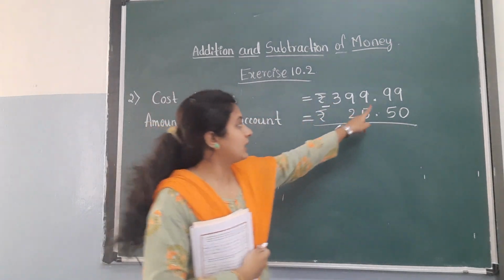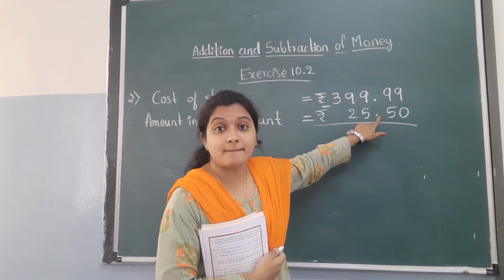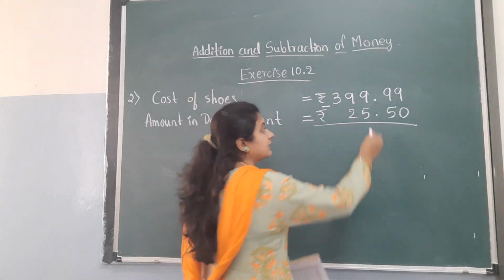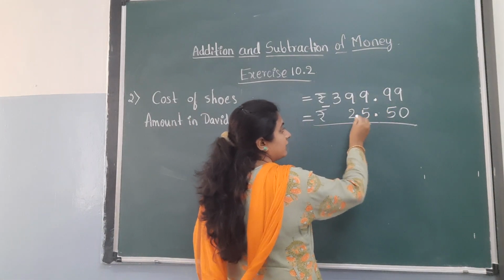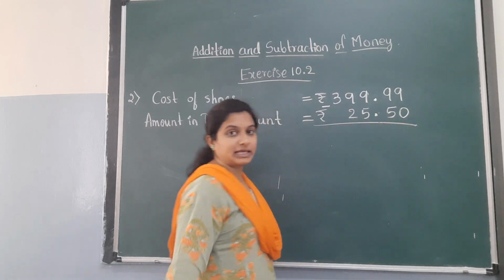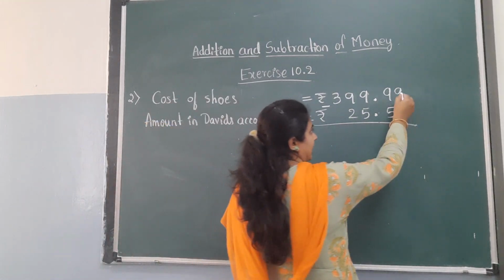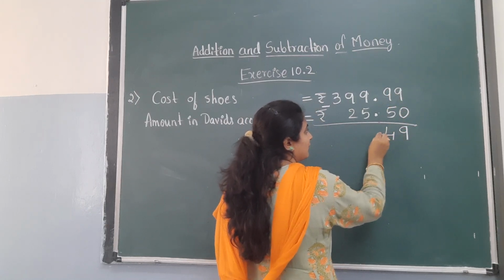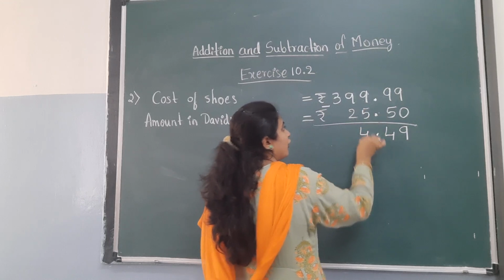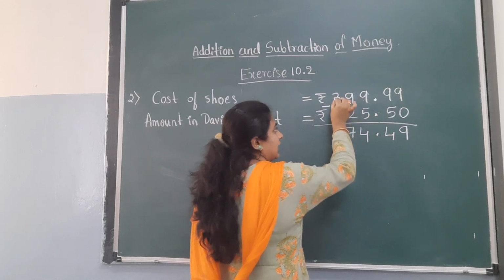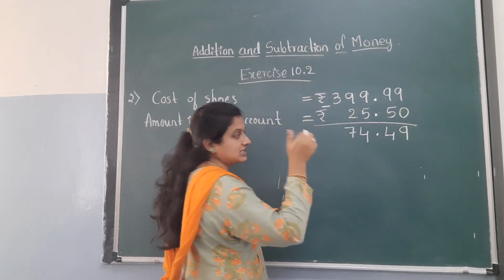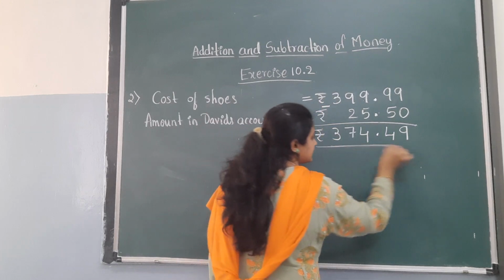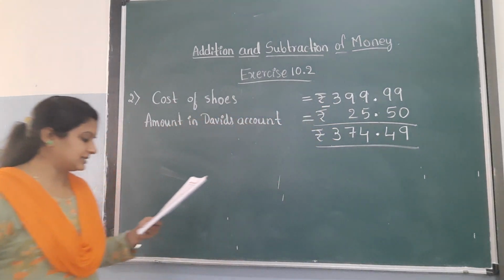See here, one below another, the point should come. Point must come one below another. I have written 25 rupees 50 paise. So now directly, children, minus. 9 minus 0, 9. 9 minus 5, 4. 9 minus 5 again, 4. 9 minus 2, 7. 3 minus nothing, 3 only here. Rupees symbol. So what to write as the sentence here?